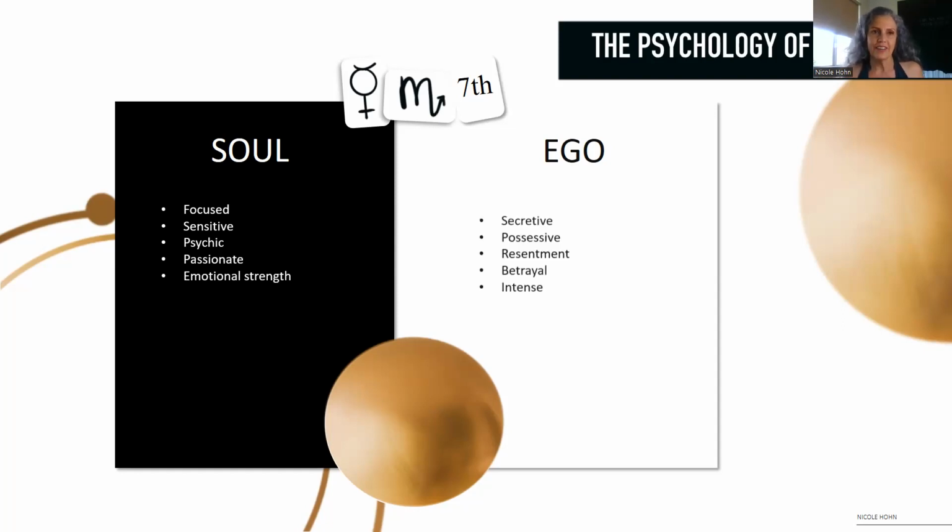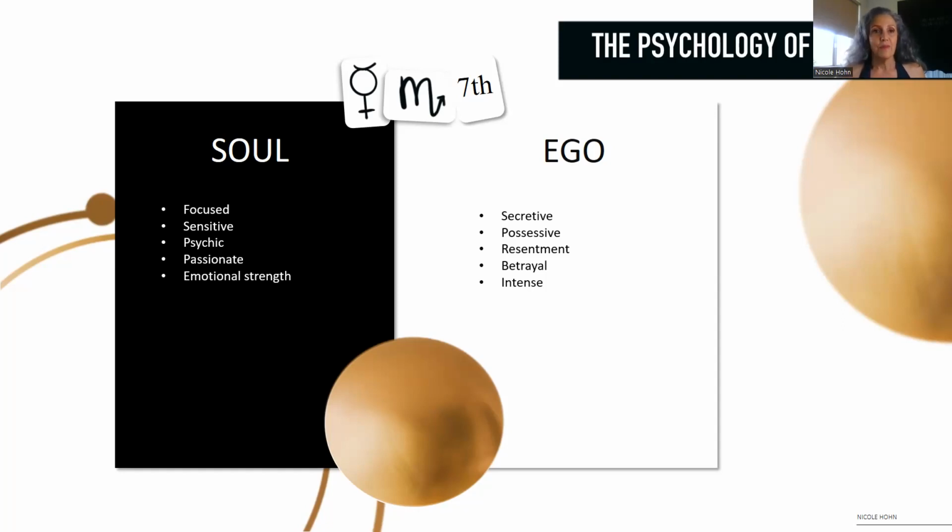So on the ego side, Mercury in Scorpio can look like secretive, possessive, resentful, betrayal, and intense. And yes, I can guarantee you that I have experienced a lot of lessons in those ego themes to move into my soul side. And yes, they're deep and they were challenging, but I feel like I no longer attract those ego lessons to learn about how to be in the soul side of the Scorpio sign.